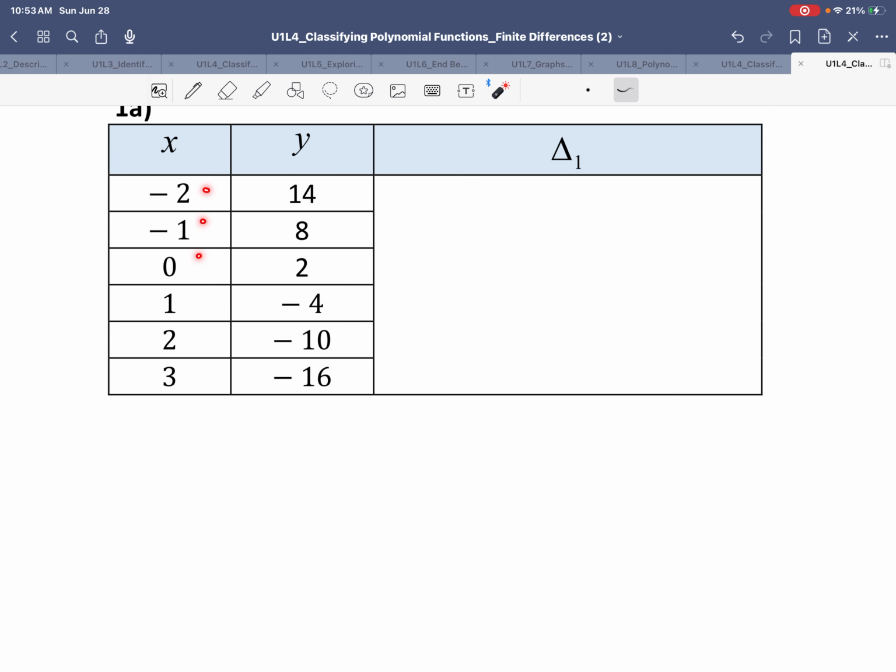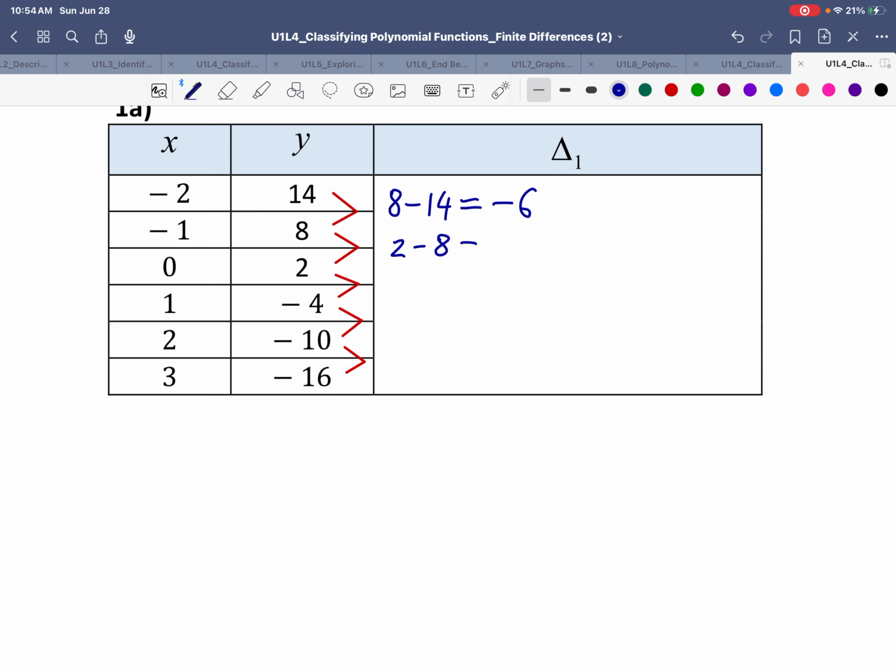First, I want to check that the x values are changing by 1 and only 1 unit. And then I'm going to start with finding the differences between the y values. So let's see, let's try to make this a little bit fancy. And we have first 8 minus 14, that's negative 6. 2 minus 8, negative 6. Negative 4 minus 2, negative 6. Negative 10 minus negative 4, that's negative 10 plus 4, again negative 6. Negative 16 minus negative 10 is negative 16 plus 10, negative 6.